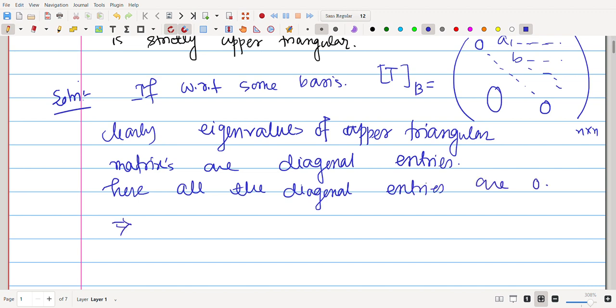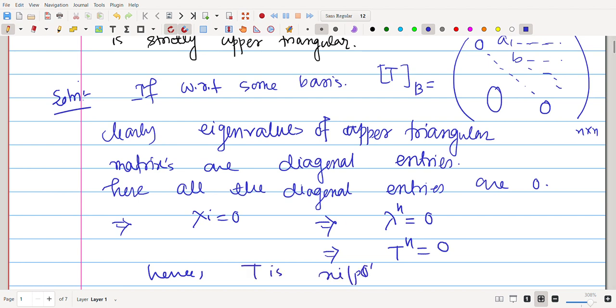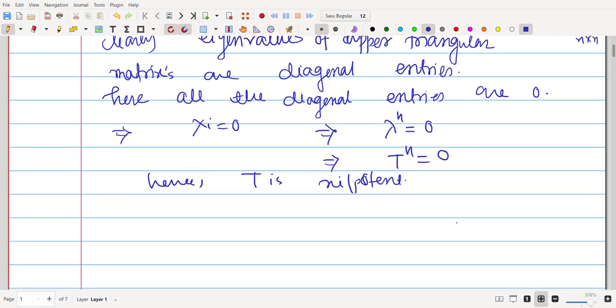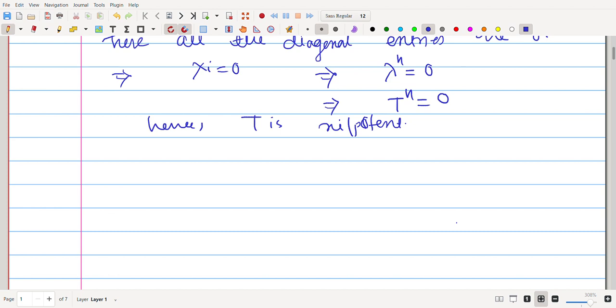This implies all the eigenvalues are 0. This implies the characteristic polynomial is lambda power n equals 0. Okay, and then it will imply T power n is 0. Hence, T is nilpotent. Now come to the converse part, which is the most interesting.